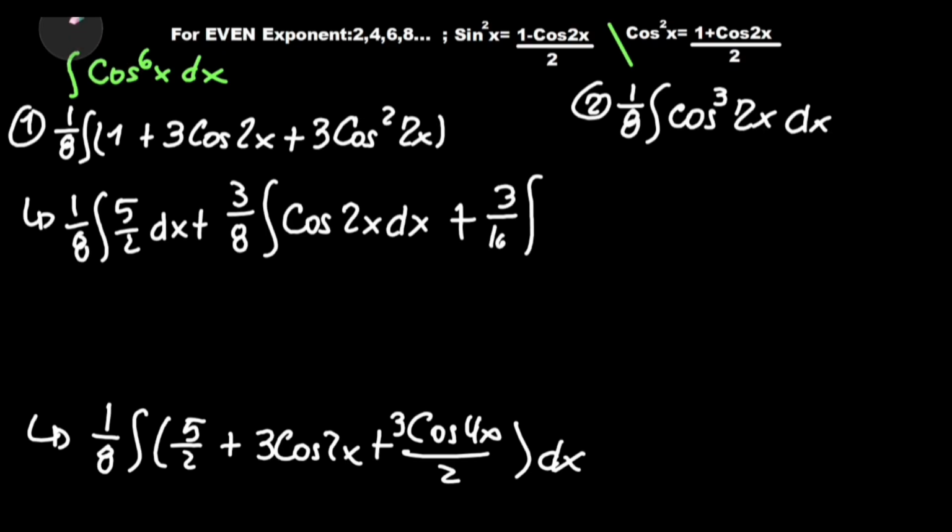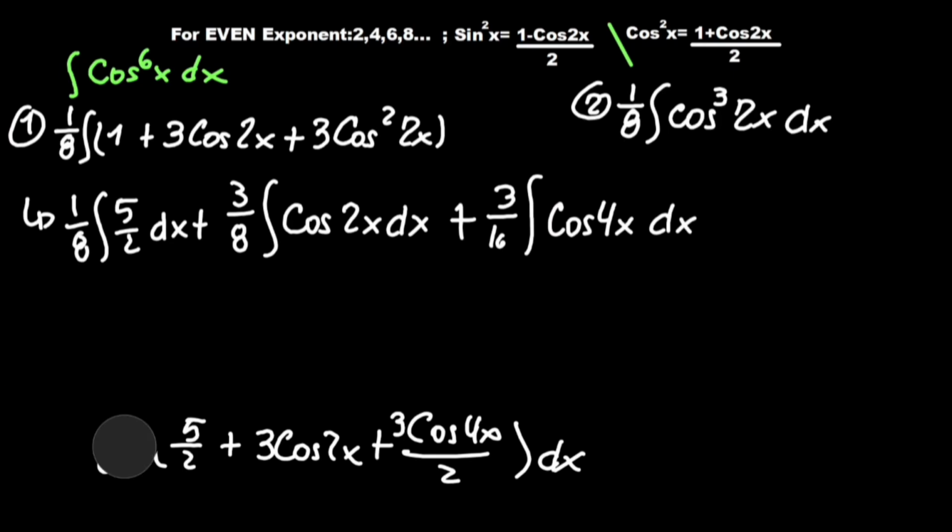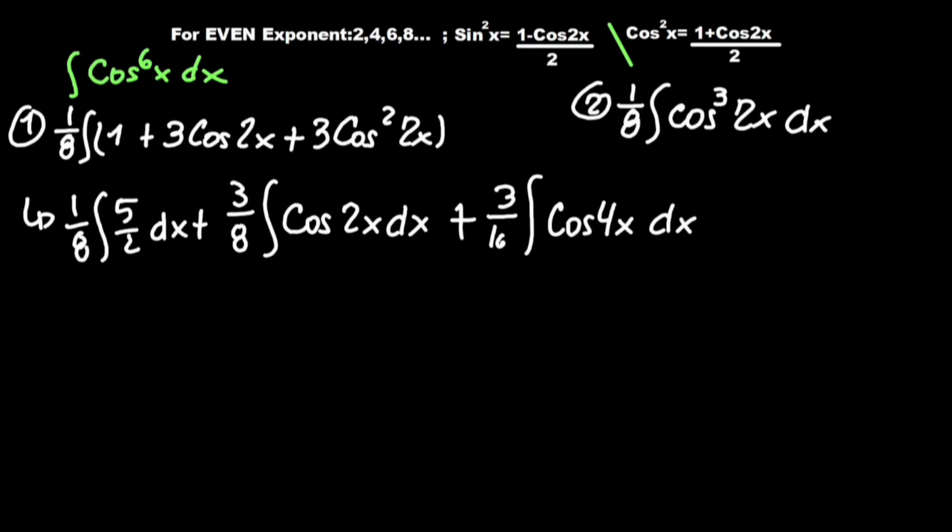Of cosine of 4x dx. And so, focus on this one first. 1/8 multiplied by 5/2 would be 5/16. And the integral of dx would be x. So we are done. Focus on the second one.